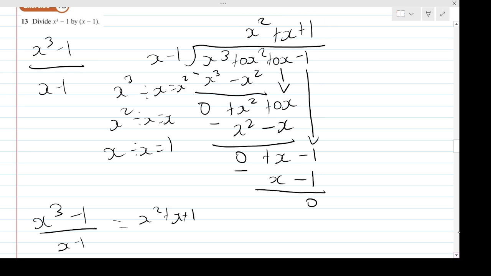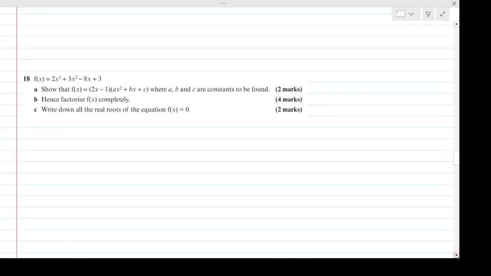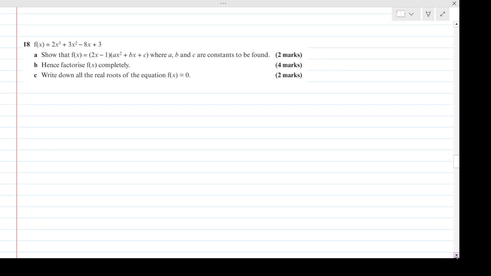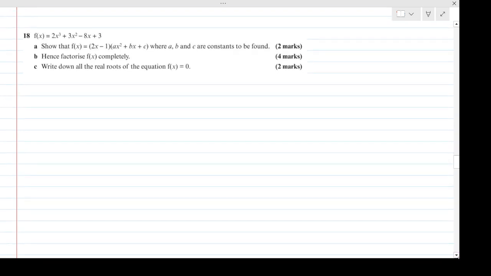So there we are. Let's have a look at this question then. We are given that f of x is 2x cubed plus 3x squared minus 8x plus 3. Firstly, we need to show then that f of x is equal to 2x minus 1, and then this sort of quadratic bracket, right? We need to find the missing numbers. Okay, but how does this relate to division?